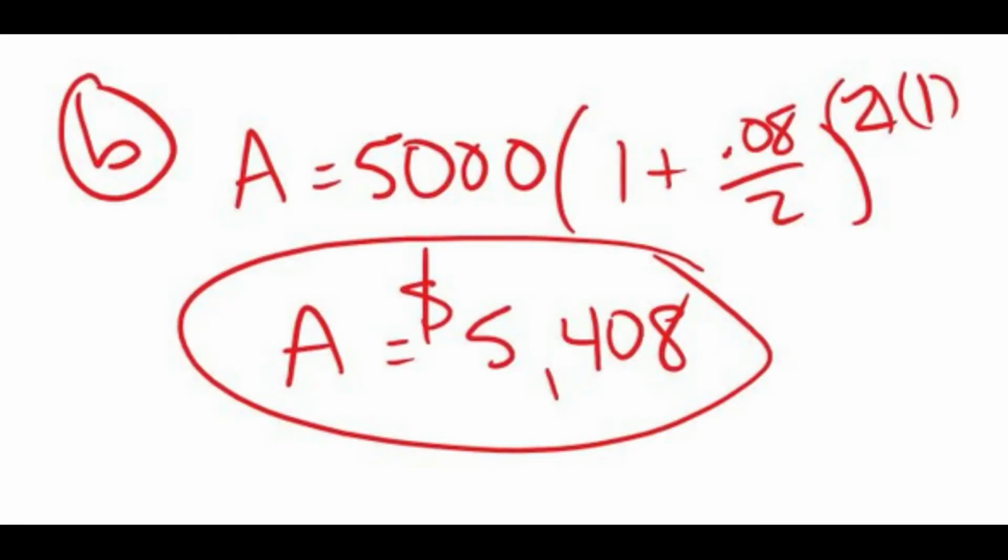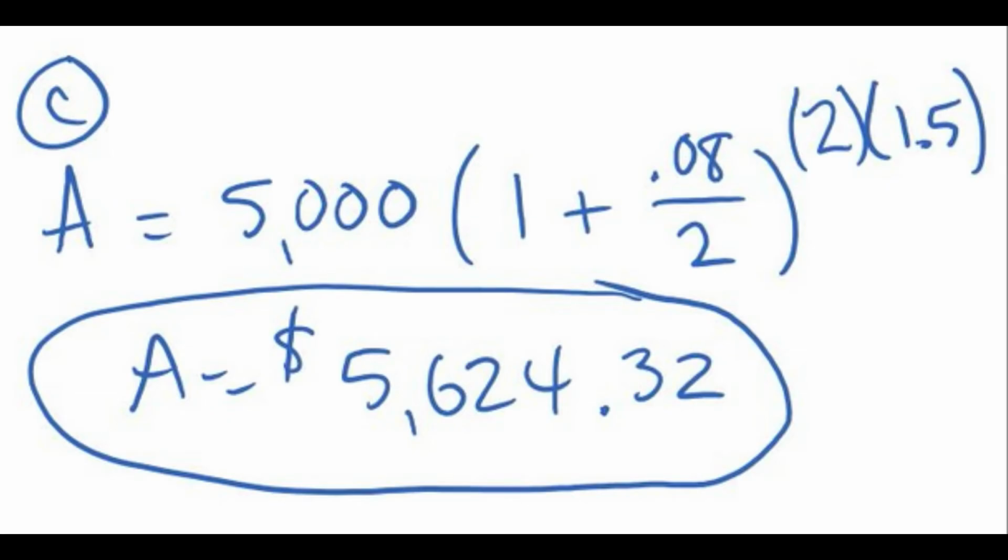Okay, next one, it says how long is it going to be after a year? So exact same thing as I had in step 1, except now that half is a 1 because it's 1 full year. So that's the only change between the last formula and this formula. And after a full year, you should have $5,408. Letter C, exactly the same as the previous 2, except now it said it's 18 months, which is 1.5 years. So we plug in 1.5 in for T, and that's how we get this one.